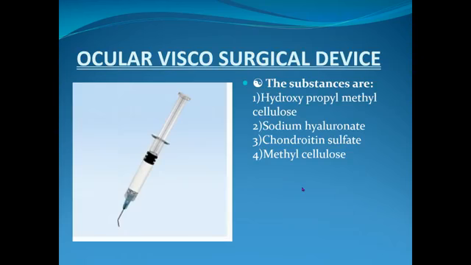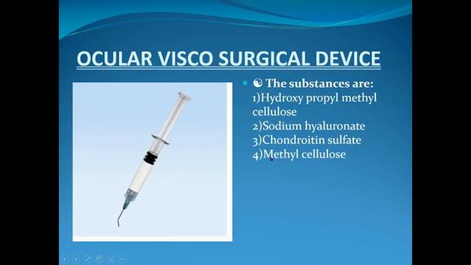And this is the ocular viscosurgical device. This is a syringe, and this is a cannula. In the syringe, there is a gel. This is a viscoelastic substance. So, what are the substances or materials in the formation of ocular viscosurgical device? Usually, the common one is hydroxypropyl methylcellulose. It is also important in viva.